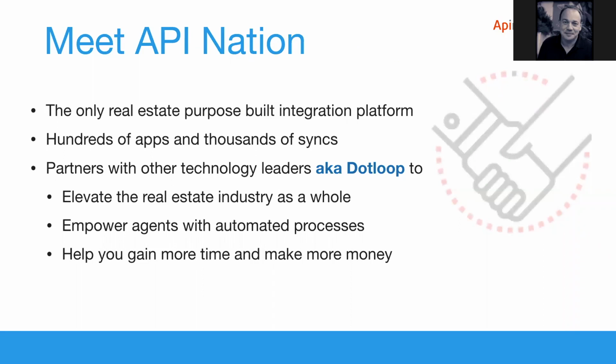So this is where API Nation comes in. Who we are: a real estate purpose-built integration platform. Hundreds of applications that you as agents and brokers out there use every day are already connected. And there are thousands of syncs that are created on our platform for you to choose and run from. And we partner with technology leaders, companies like dotloop, and help elevate the real estate industry as a whole, and help your agents and your personnel automate their processes, make more money, and save time.